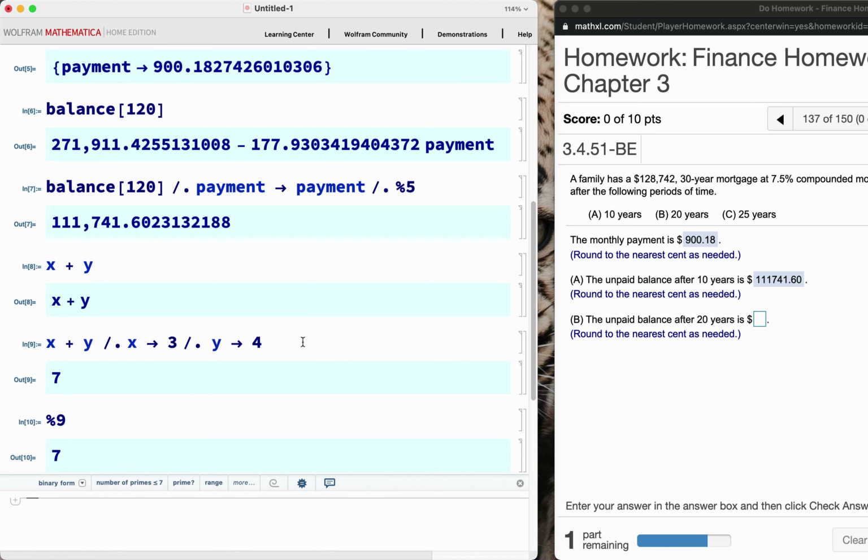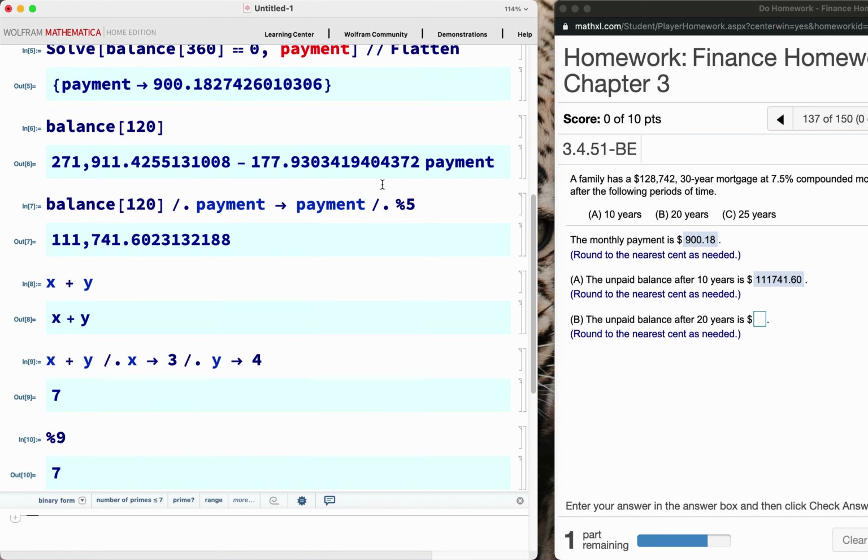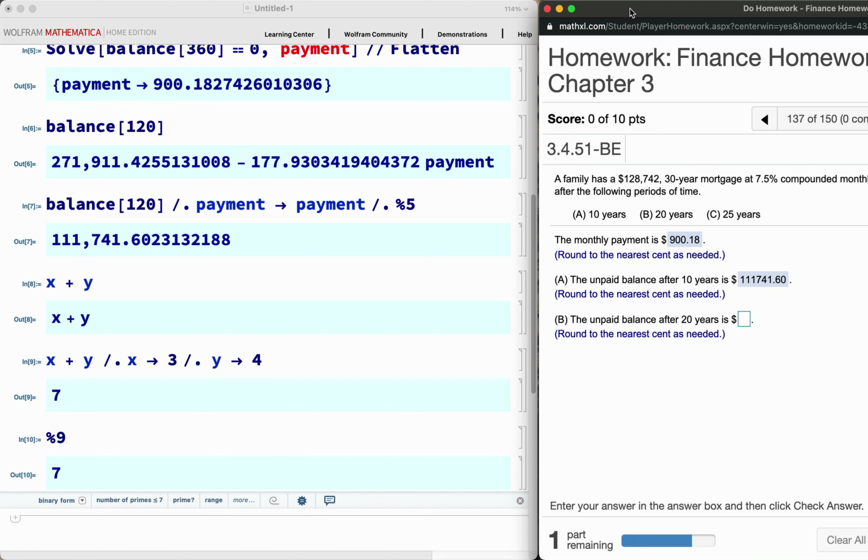So really, I know Mathematica may seem confusing to you guys, but it's really not that hard. I'm not saying it's that easy, but it's really not that hard either. There's a lot of stuff out there that is way harder than Mathematica, okay?